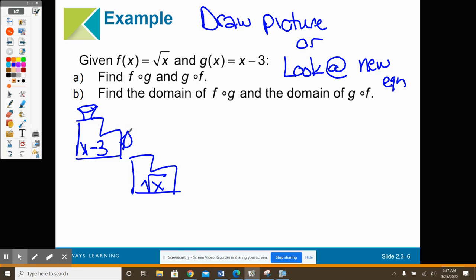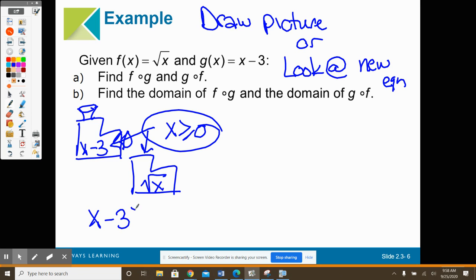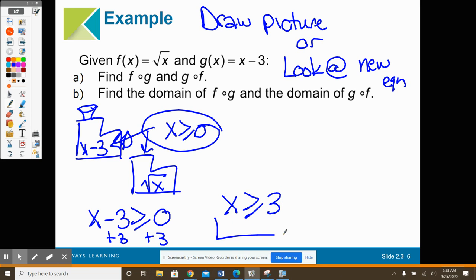So this guy is shooting things out. But the problem is right here. I cannot plug in anything less than 0. X has to be greater than or equal to 0. But I don't plug into this machine, I plug into this machine. This comes from that. So what this tells me is x minus 3 has to be greater than or equal to 0. If you solve it, that means x has to be greater than or equal to 3, and that is the domain of this composition.